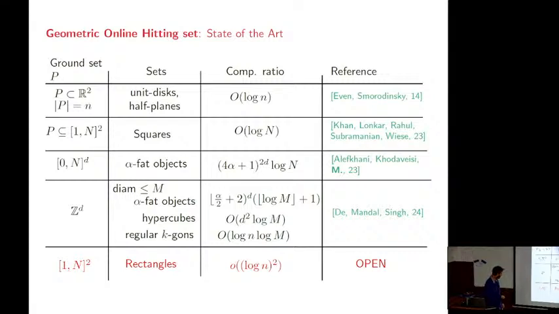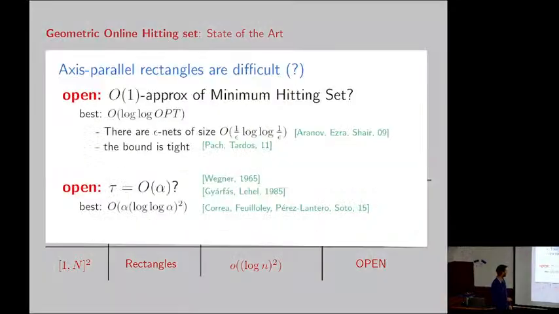And one interesting case is what about rectangles, right? It's a simple family of objects that are not fat. Can we get something better than log n in this case, even for the piercing variant? So this is open. And let me maybe explain why this question is difficult.